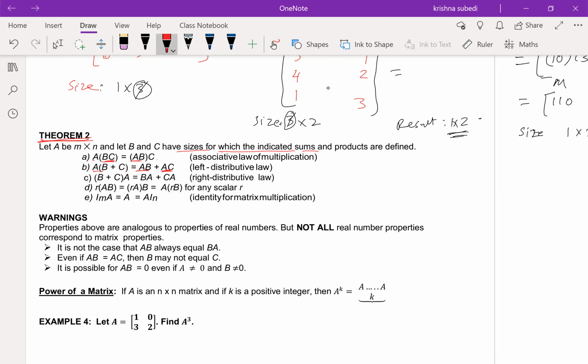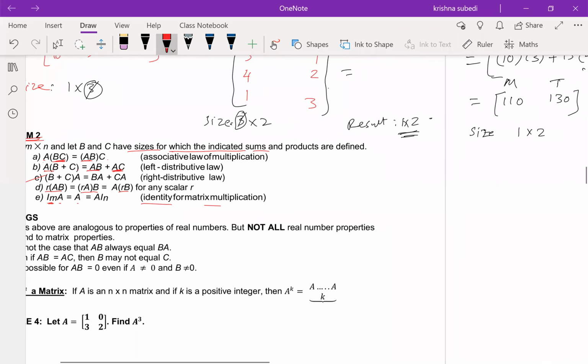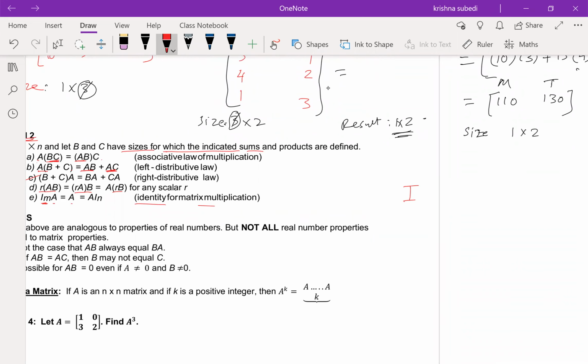Okay, in the same way, the right distributive law works in matrices, and scalar multiplication works in matrices, and there is an identity for matrix multiplication. Identity matrix times A will be A. In other words, the identity matrix is, suppose A equals 1, 0, 0, 1. That is the identity matrix for 2 by 2, and we represent that by I2.